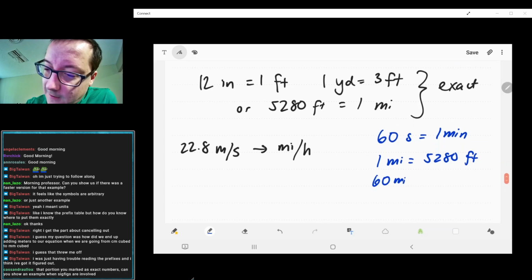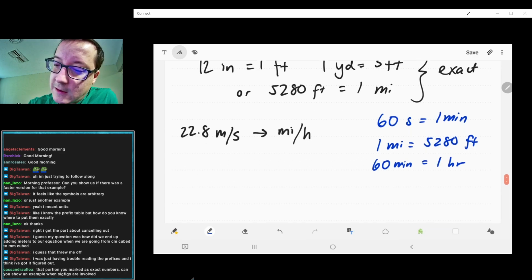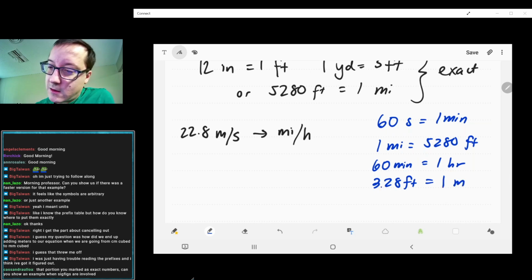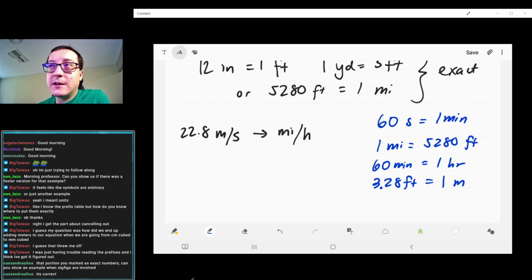Let's see. 60 minutes is 1 hour. And 3.28 feet is, let me make sure we have a decimal in there, 1 meter. Okay. So I've given us all these conversion factors here. Note that the first 3 of these are exact definitions, right? 60 seconds is a minute. Nobody's going to challenge you on that. However, that last one, awesome.